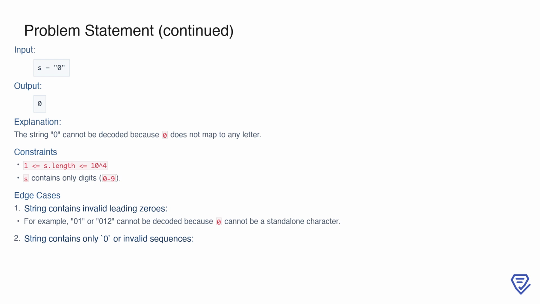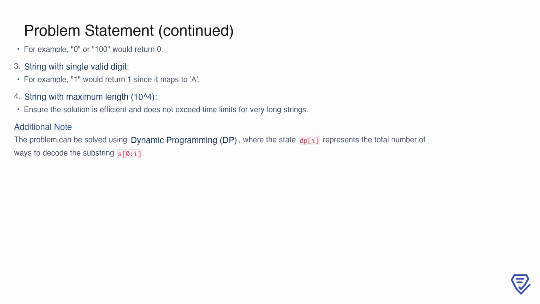When solving this problem, we must ensure that all sequences of digits in the string can form valid mappings, and any invalid input should return a result of 0. Let's also discuss some edge cases and constraints that will guide our approach to solving this problem. For example, if the string contains only 0 or any invalid sequence such as 100, the result must be 0 because these cannot be decoded into valid letters.